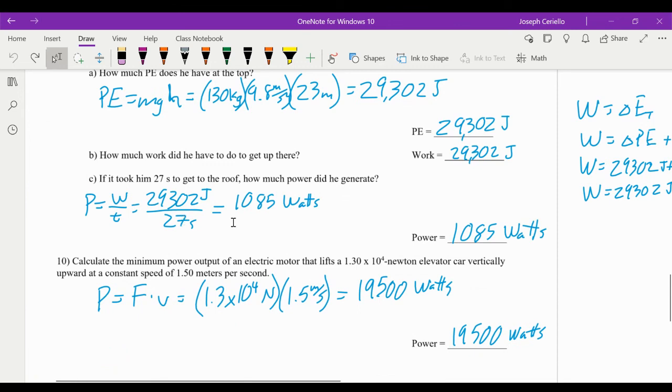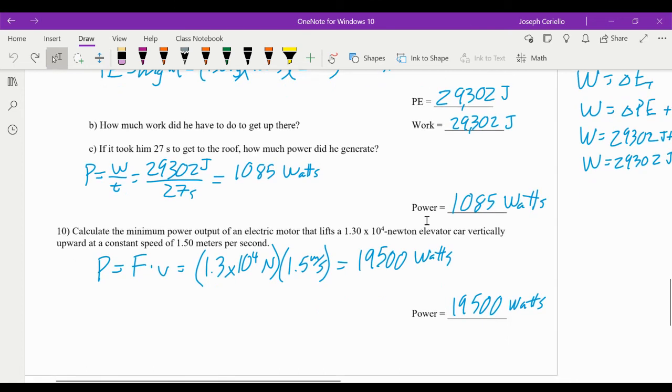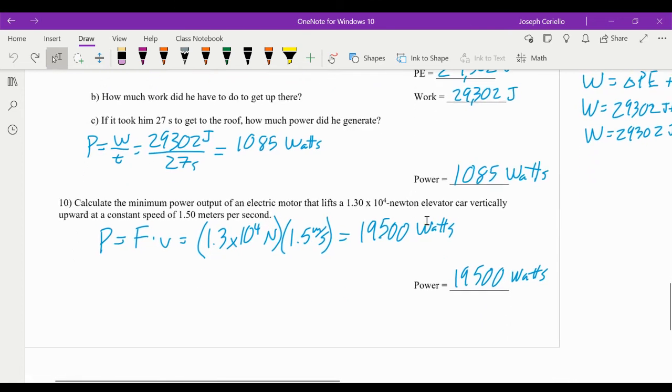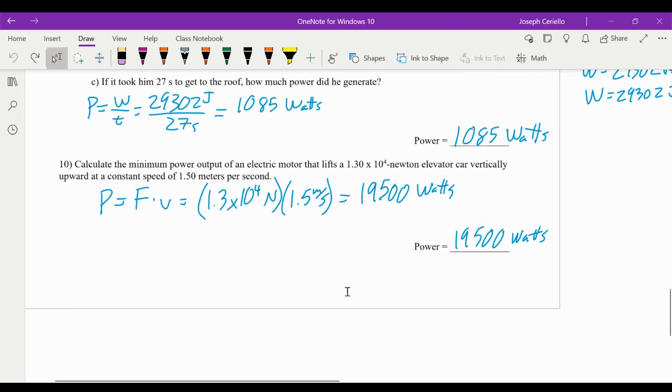So power equals work over time. He went up there in 27 seconds. He generated 1,085 watts. Is that a reasonable number? Well, remember 750 is a horsepower, so maybe that's a number that we could achieve. That's ballpark what we could achieve. We'll actually look at that in lab. Just a quick question here. You're given the force that you're picking up. You're given the velocity. Calculate the power. Very straightforward.